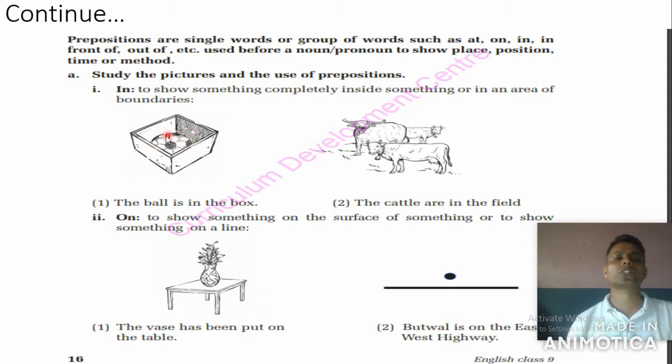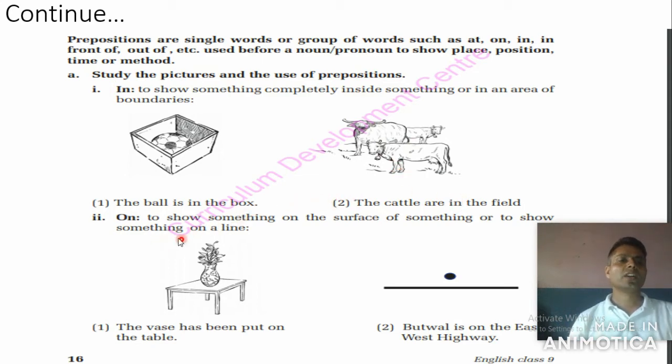A ball, okay? So we use, the ball is in the box. Now the cattle are in the field, okay? Here in the boundary, the cattle are in the field. Here, in the field refers to what? They are in a certain territory, in a certain boundary, so we have to say in the field, right?